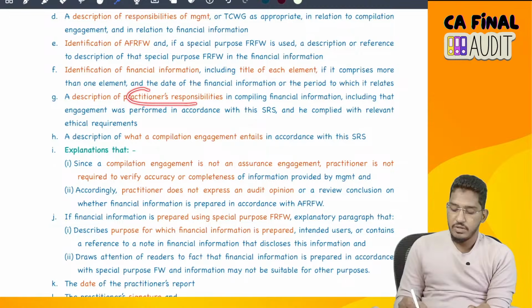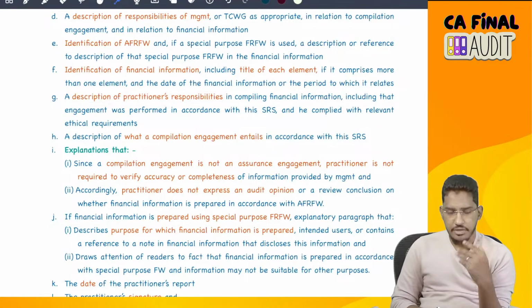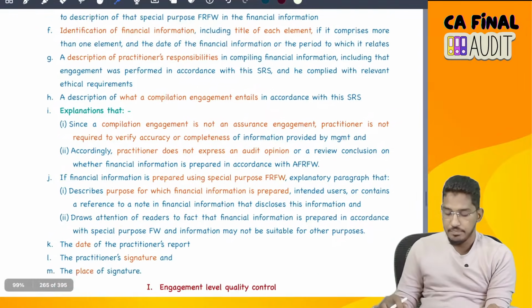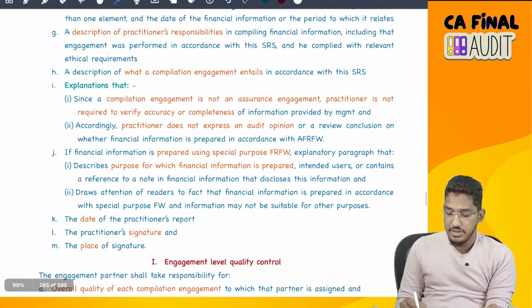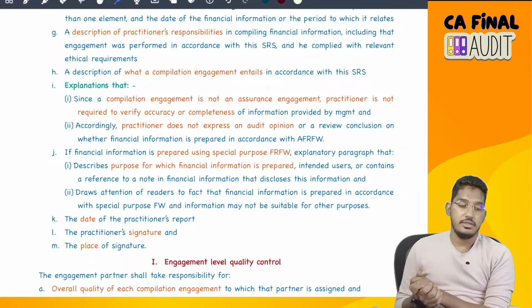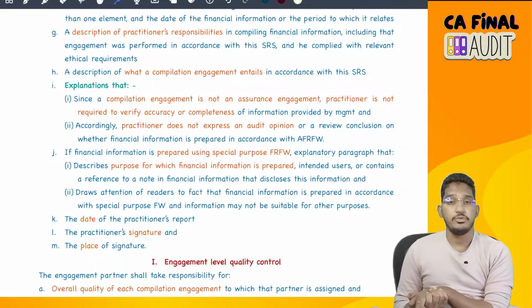Then you describe all your responsibilities, and also mention that you have done that compilation engagement as per SRS 4410. You should explain what a compilation engagement is in a detailed manner, and add a few explanations like: a compilation engagement is not an assurance engagement, and as a practitioner you are not required to verify the accuracy or completeness of information provided to you.